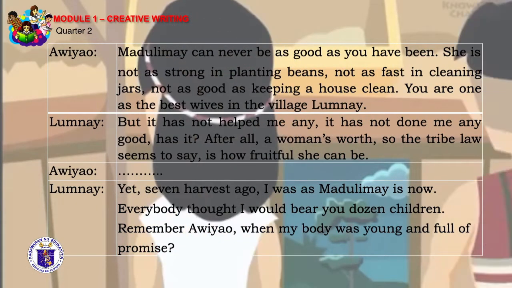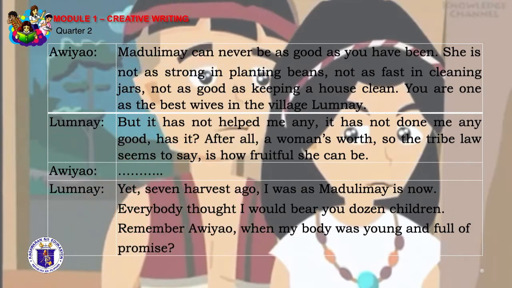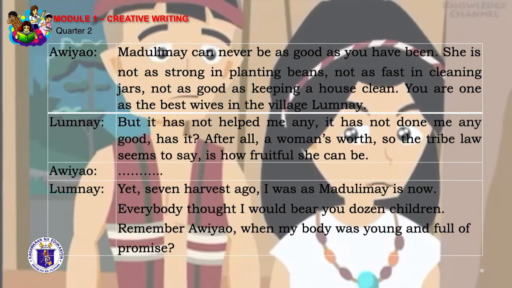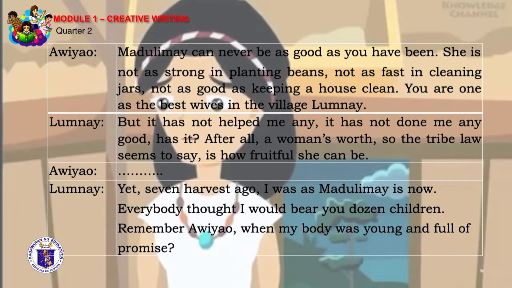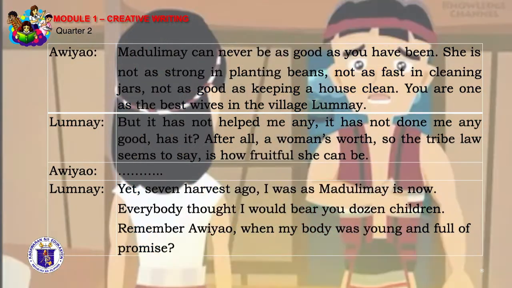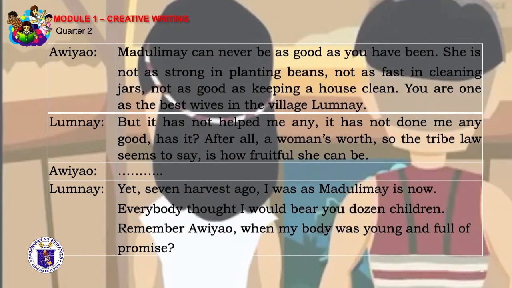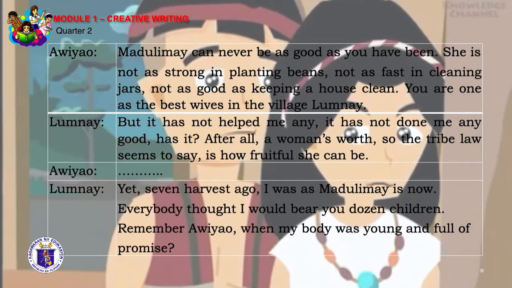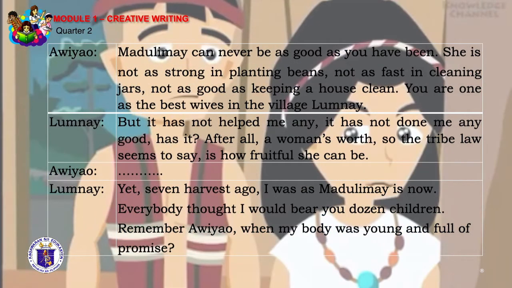Madulimay can never be as good as you have been. She is not as strong in planting beans, not as fast in cleaning jars, not as good at keeping a house clean. You are one of the best wives in the village, Lumnay. But it has not helped me any. It has not done me any good, has it? After all, a woman's worth, so the tribe law seems to say, is how fruitful she can be.